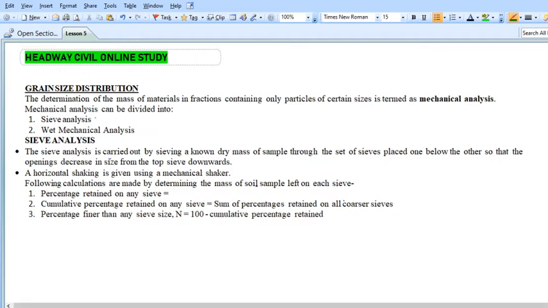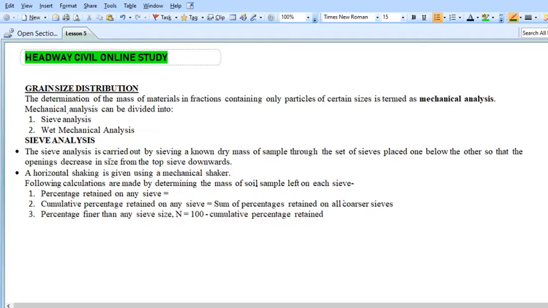So, what do you mean by grain size distribution? In this case, the determination of the mass of materials in fractions containing only particles of certain sizes is termed as mechanical analysis. Right, so the mechanical analysis can be divided into two parts. The first one is the sieve analysis and the second is the wet mechanical analysis.